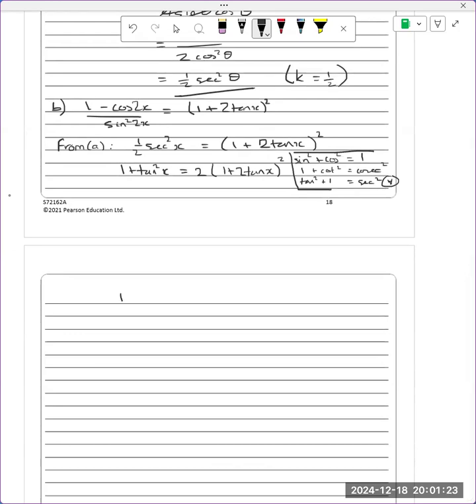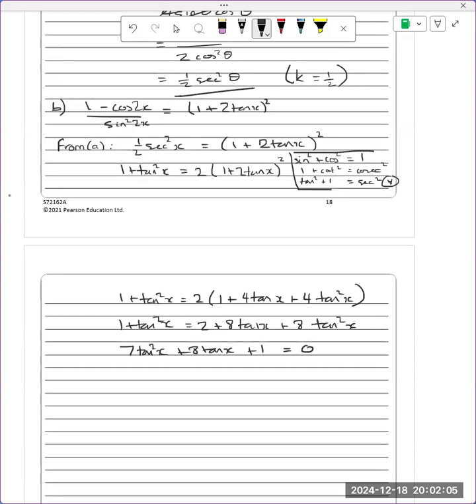Okay, so 1 plus tan squared x is going to be twice 1 plus 4 tan x plus 4 tan squared x, which is 2 plus 8 tan x plus 8 tan squared x. That was 1 plus tan squared x. So get everything onto one side. We're going to have 7 tan squared x, we've got 8 tan x, and we have got a 1.